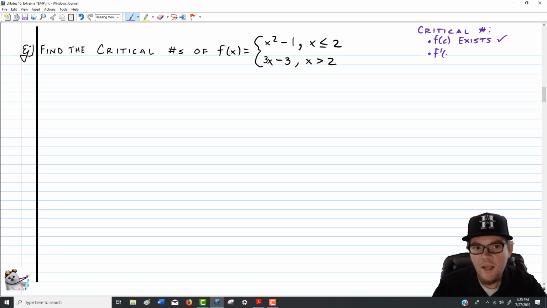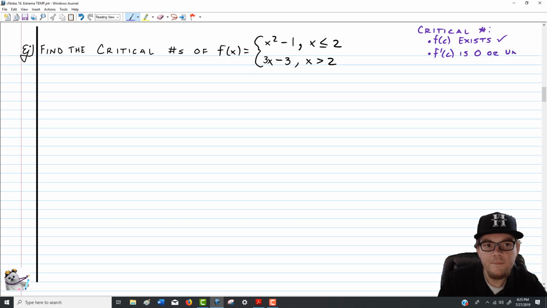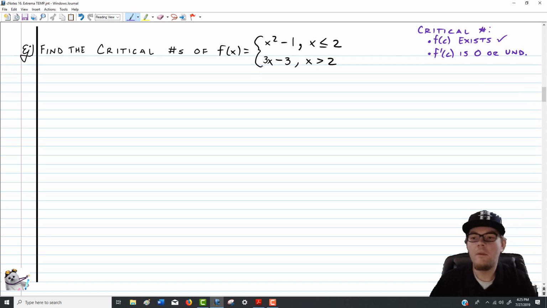And that other property is that f prime of c is either 0 or undefined. And that's going to take a little bit more to find. So we need to actually focus our attention on that second spot. So to get there, as you've probably figured out, when you're finding critical numbers, the most important step is to compute the derivative. So let's calculate the derivative for this particular piecewise function, something you've done plenty of times. Derivative of x squared minus 1 is 2x. So our derivative f prime is going to be 2x when x is less than or equal to 2. And then the line 3x minus 3 makes up the right branch. So that means the derivative is just 3 when x is greater than 2. So there is our derivative.